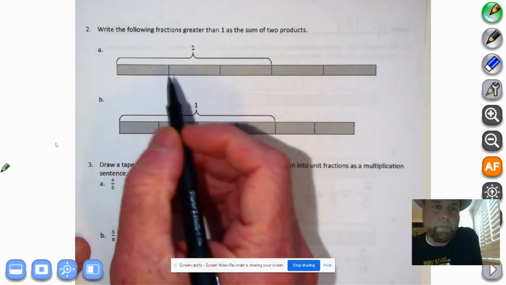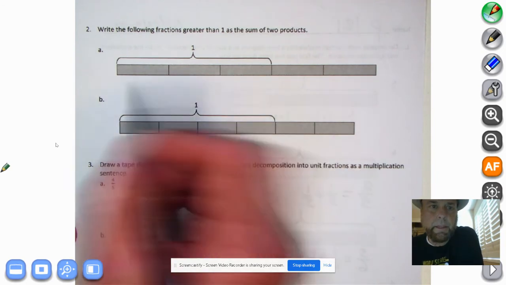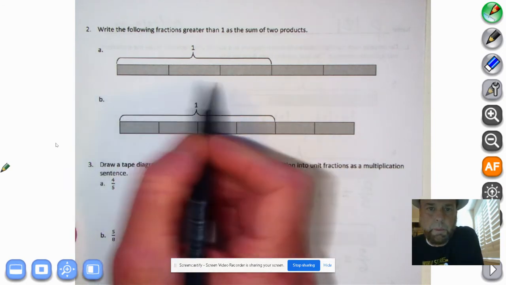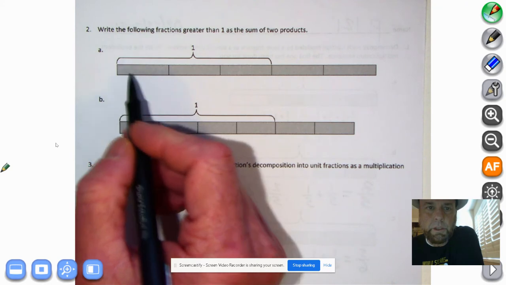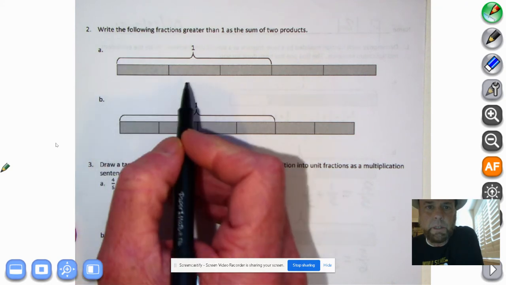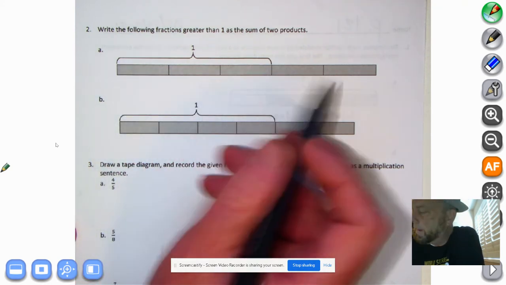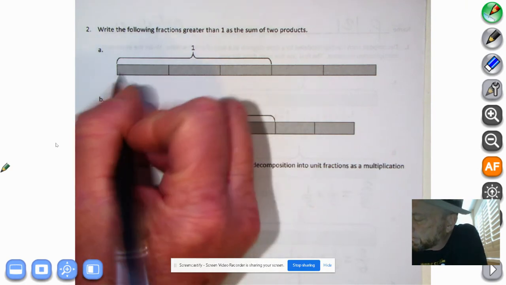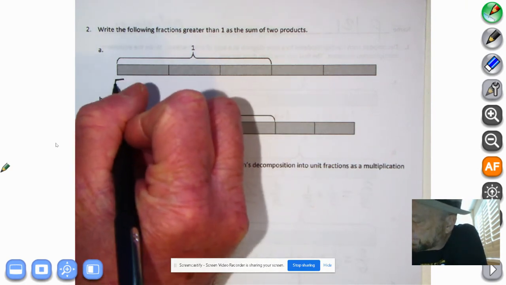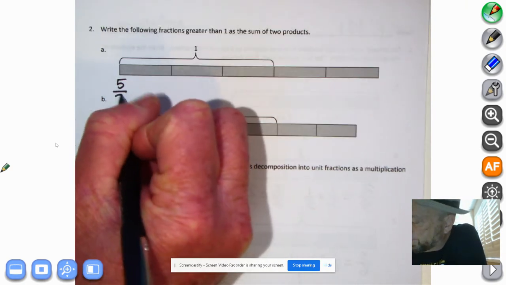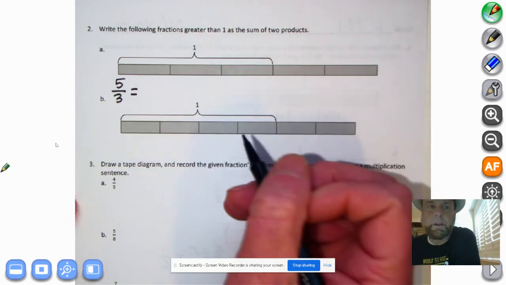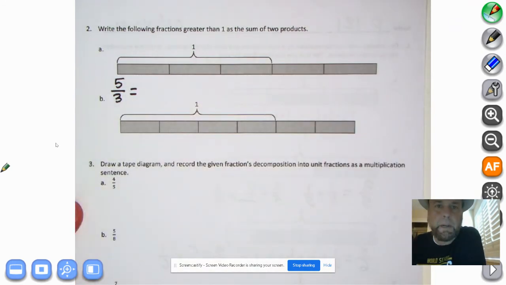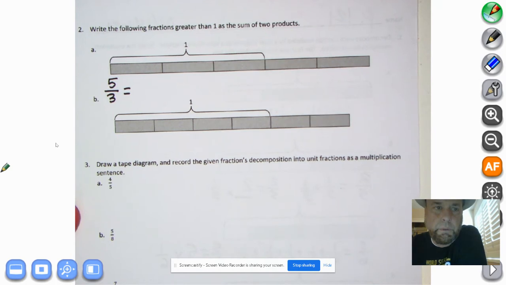All right, so first of all, we have thirds, right? Because 1, 2, 3 parts make up this one. So it's in thirds. So we have 1/3, 2/3, 3/3, 4/3, and 5/3. All right, so we're going to say 5/3 equals. Now, what they're asking us to do is to break this apart as the sum of two products.